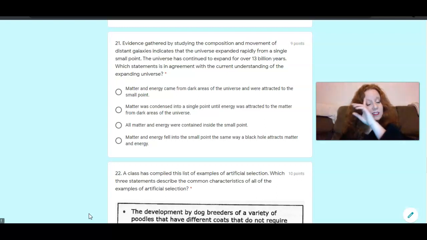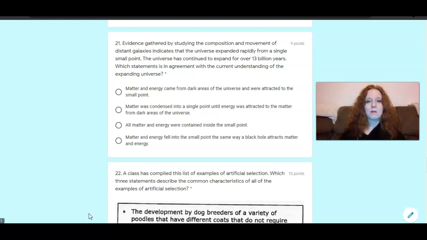The correct answer in this instance is A. It says matter and energy came from dark areas of the universe and were attracted to the small point. The reason why that's going to end up being correct is because that small point was insanely dense. And the more dense something is, and it had a good chunk of mass to it, because that helped create our entire universe. Think about all of the matter in our universe condensed into a single small point.